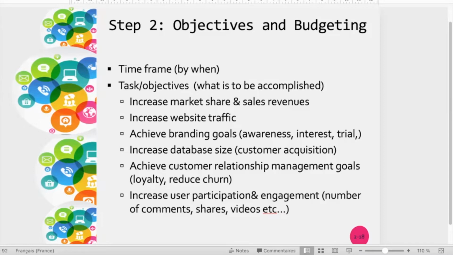Churn is customer defection, that is the number of customers which are lost. And a final goal might be to increase user participation and engagement. For example, to encourage them to increase the number of comments, positive comments, or social shares, or videos.